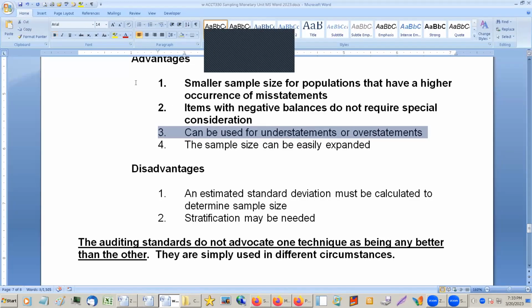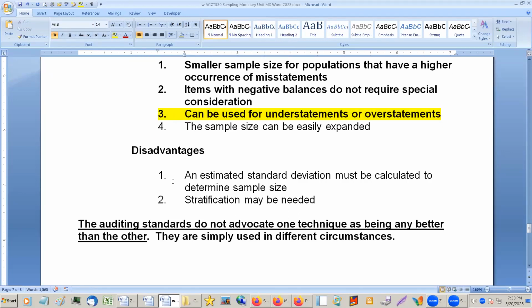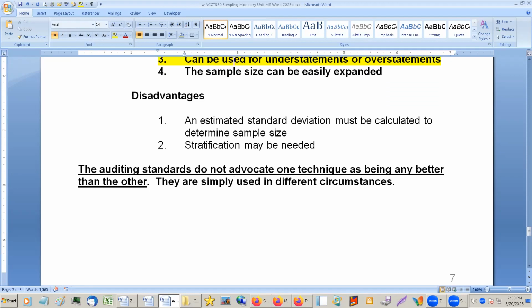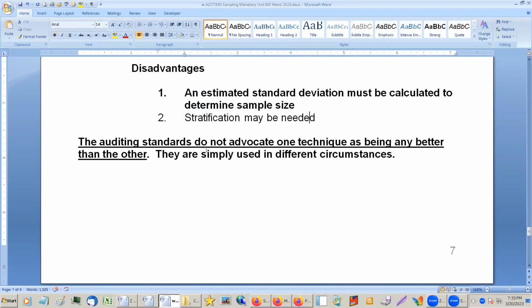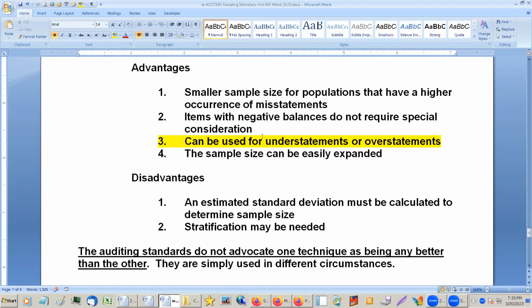This is the big one. It can be used for understatements and overstatements. And we just talked about this. The size can be easily expanded. Disadvantages: you must estimate the standard deviation before you find your sample size. Stratifications may be needed; look at larger items versus smaller items. Auditing standards do not advocate one technique; they simply are used in different circumstances.